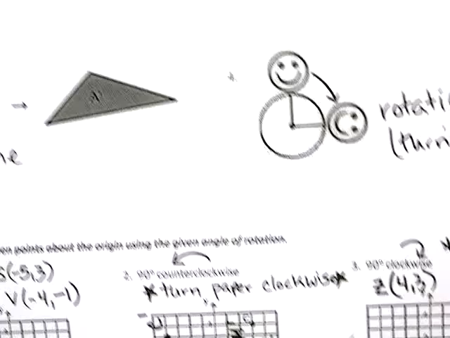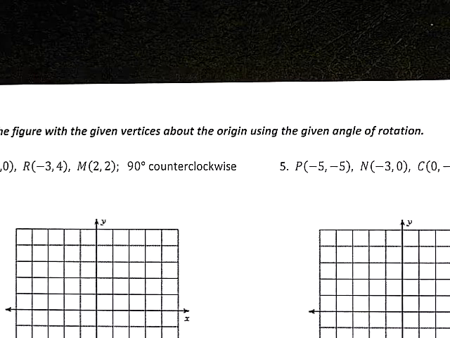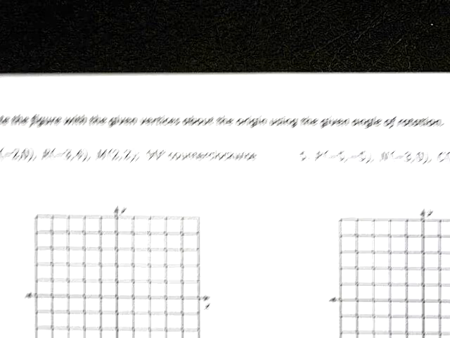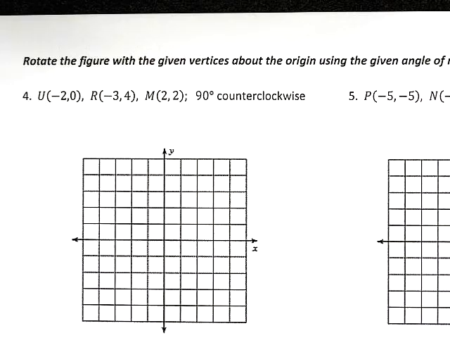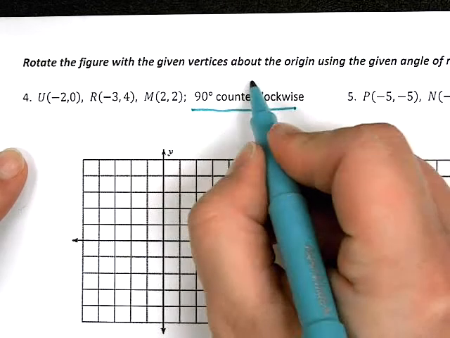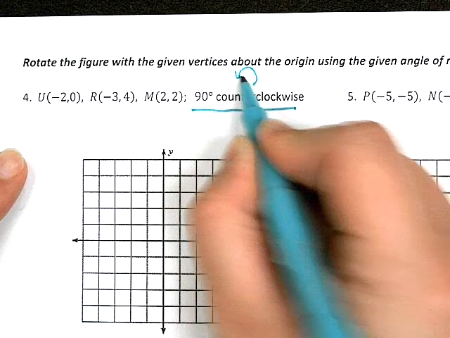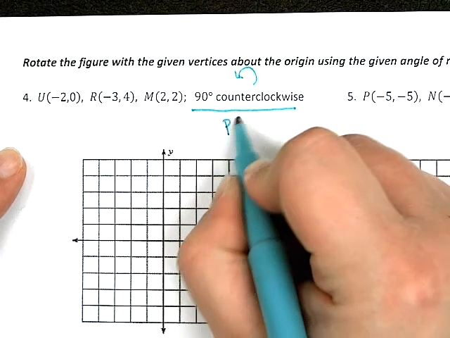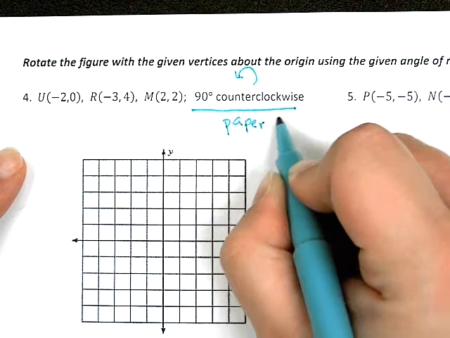We're going to do the same thing now, but with figures instead of just with 2 points. Okay? So it's the same idea. Let's draw our pre-image first. We're still going to rotate about the origin with our given angle of rotation. All right, so we're going to go 90 degrees counterclockwise, which means our points should be going counterclockwise, but our paper is going to go clockwise.